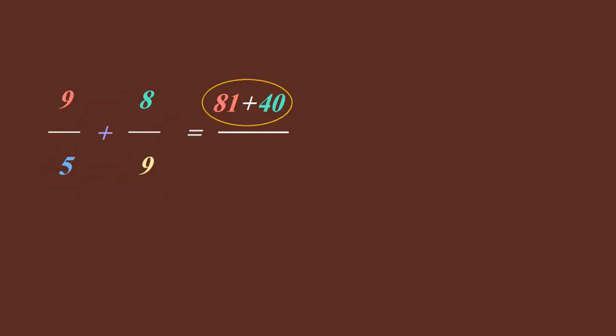Now just add those two numbers. So we have 81 plus 40, which is equal to 121. Multiply the two denominators, so we have 5 times 9, which is equal to 45. And that is all.